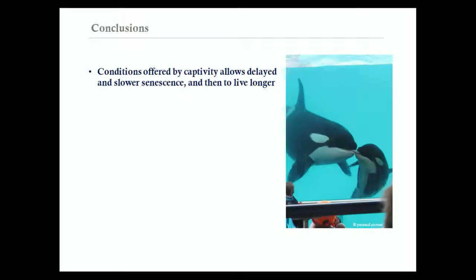So we confirm the typical belief that captive mammals perform better in captivity than their wild counterparts. And the conditions offered by captivity allow to delay and slow down senescence and then to live longer. But we saw that this result is not true for all mammalian species. For very long-lived species, there seems to be a negative effect of captive life on their survival and longevity. And this result is particularly important for conservation because long-lived species are particularly threatened by extinction in the wild.